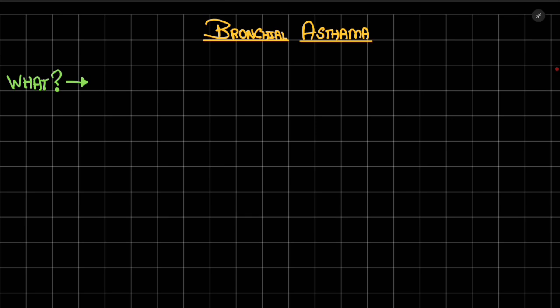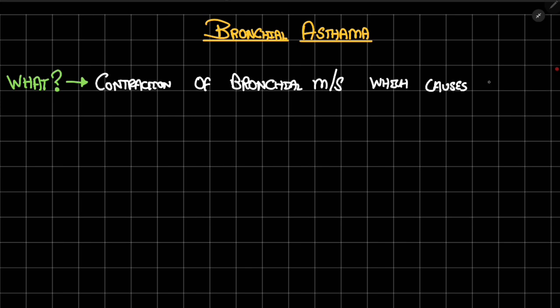Starting with the basics, what is bronchial asthma? Bronchial asthma is basically contraction of bronchial muscles, which causes impaired airflow to the lungs.